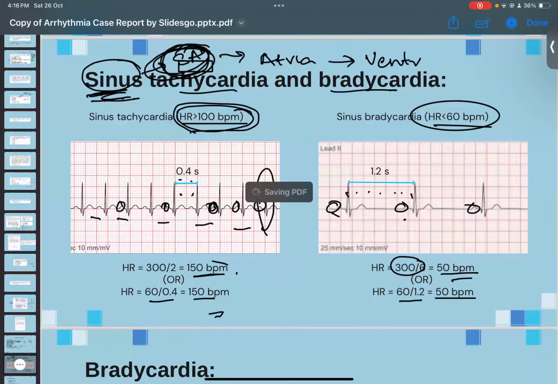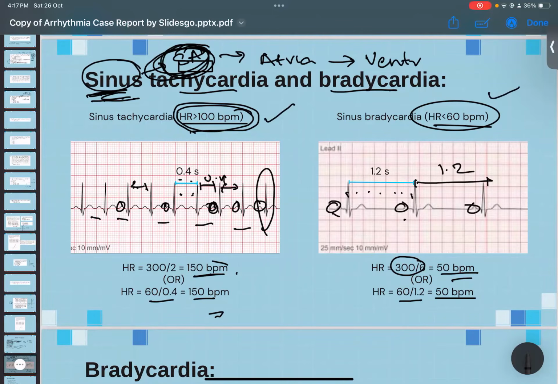Now, regarding the rhythm, it is definitely going to be regular, because the R interval between each R wave is going to be equal, and there's no irregularity whatsoever. So because this is 1.2, the R interval between this would also be 1.2. Same thing here. R interval between this is 0.4. Same thing goes for this one and this one. So the rhythm is regular. It's just that either the heart rate's fast or it's slow. That's sinus tachycardia for you, and this is bradycardia.